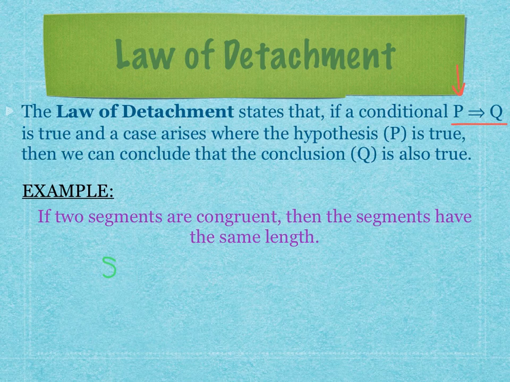Let's look at a more mathematical example. If two segments are congruent, then the segments have the same length. I find it useful to diagram this sentence out. So if the segments are congruent, then they have the same length. It's helpful to write that down, so please do that for me. If the segments are congruent, then they have the same length.